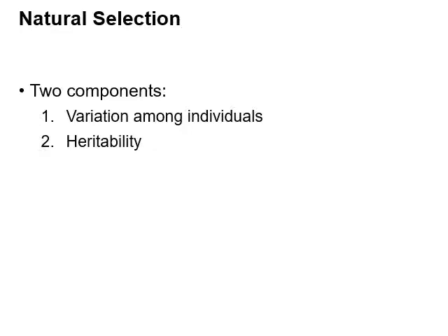Another really important component is heritability, right? There has to be at least some transmission of traits from parents to offspring. So tall parents have tall kids, medium-sized parents have medium-sized kids, and short parents have short kids, right? There has to be some amount of heritability. There doesn't have to be complete heritability. There can be some effect of the environment, as we learned about in Chapter 9, but there has to be at least some amount of heritability in order for natural selection to work.